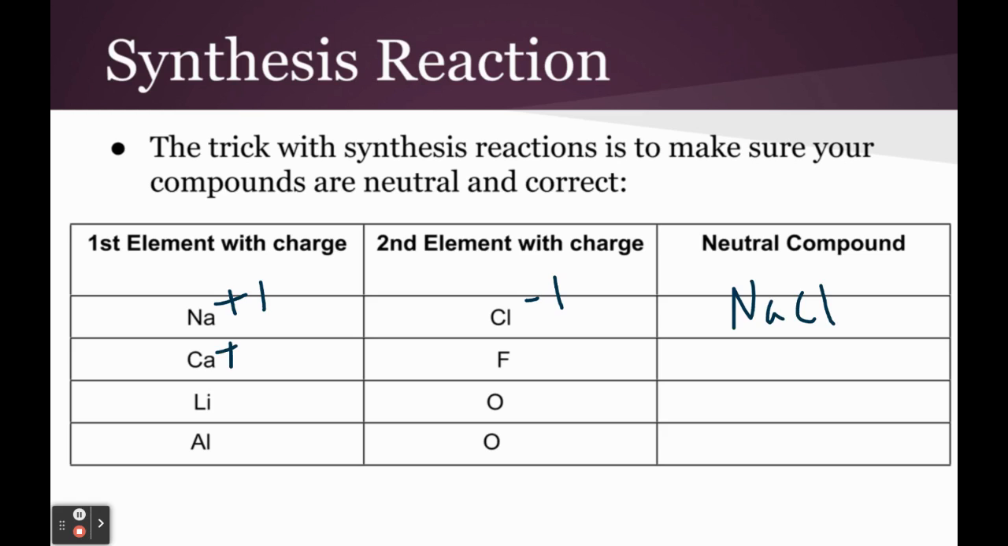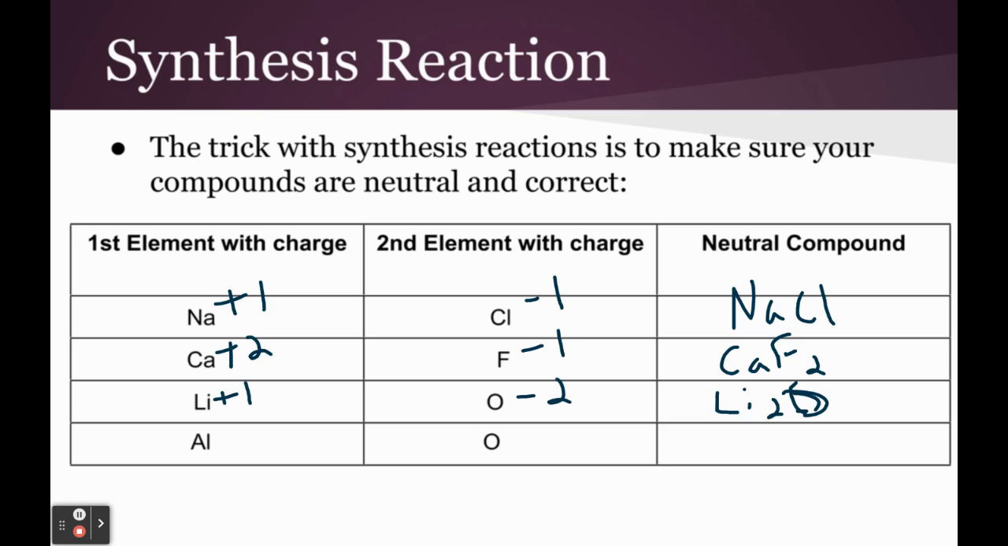Calcium has a charge of +2, fluorine has a charge of -1. So you'll need 2 fluorines to balance out the +2 charge on calcium. So your formula will be CaF2. Lithium has a charge of +1, oxygen has a charge of -2. So now you need 2 lithiums to balance out the -2 charge on oxygen. So your formula will be Li2O.